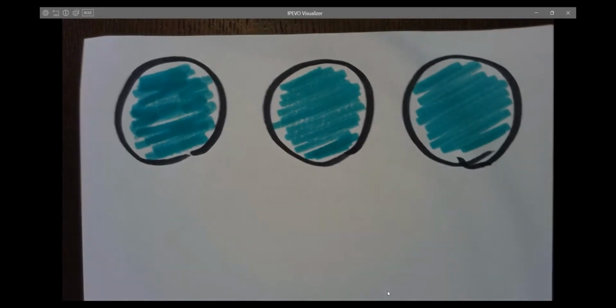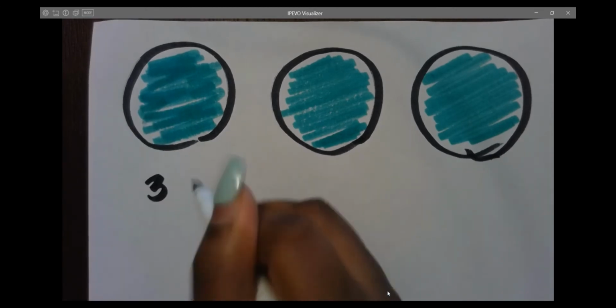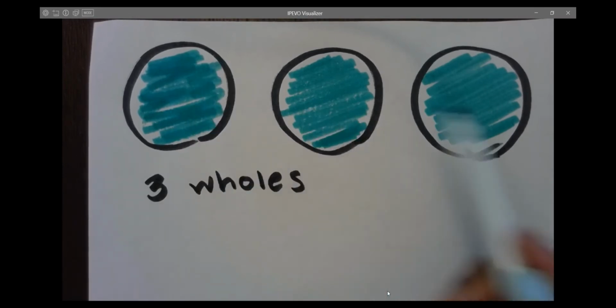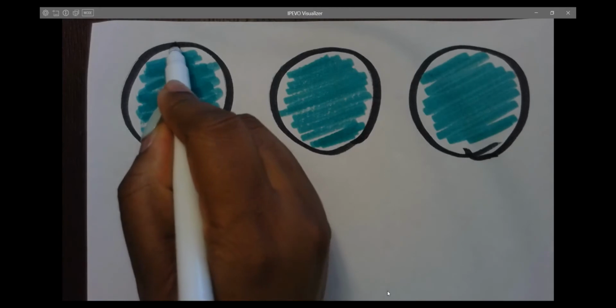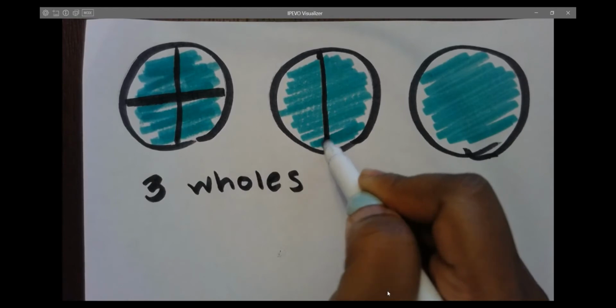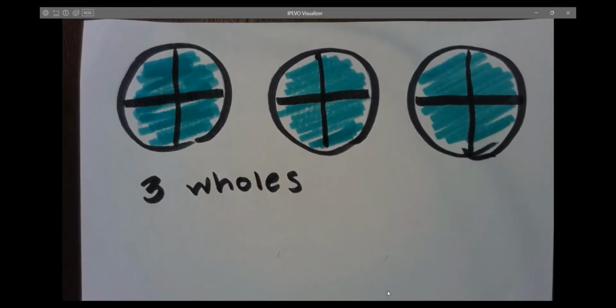So here in this one, how many wholes do I have? Right, I have 3 wholes. 1, 2, 3. And you can see that they're all shaded in. I'm going to partition or break these wholes into 4 equal pieces. So there's 1 whole, there's 2 wholes, there's 3 wholes. So now we have to figure out what fraction do we have for 3 wholes. What fraction is the same as 3 wholes?